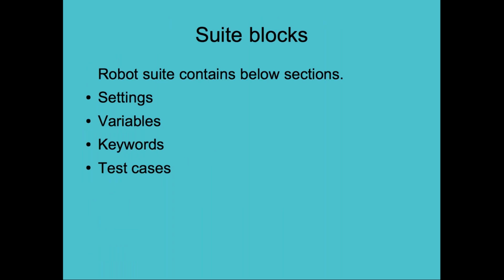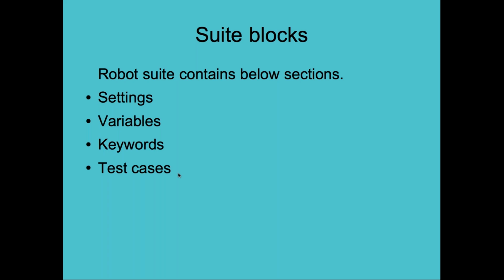This is a sample. Next, a robot suite will contain the below blocks, or below sections. So the robot script will have all these various sections: settings, variables, keywords and test cases. These three, settings, variables and keywords, are optional. It's not mandatory to define all three sections in the robot suite. Either you can define or you cannot define.